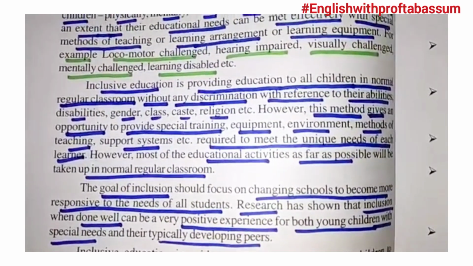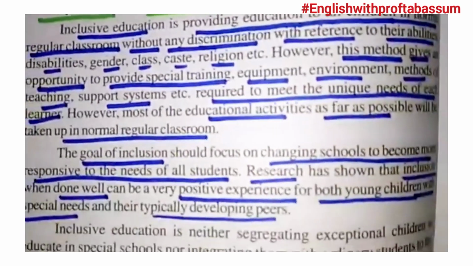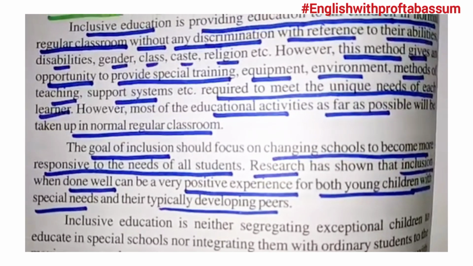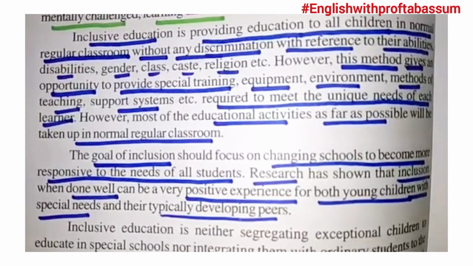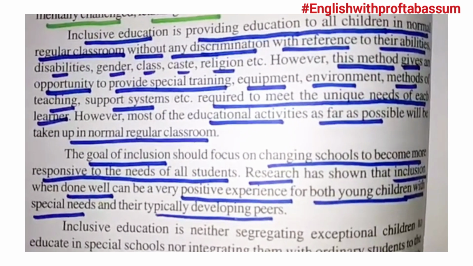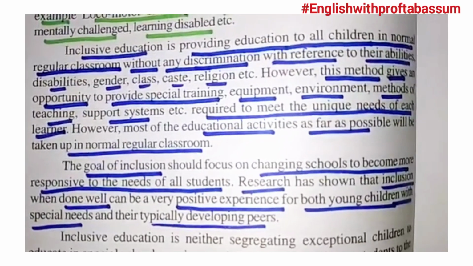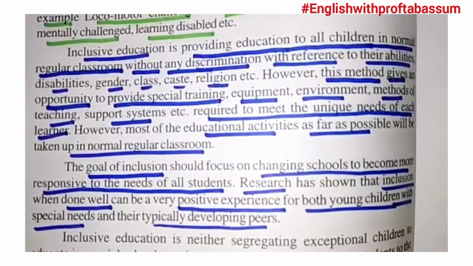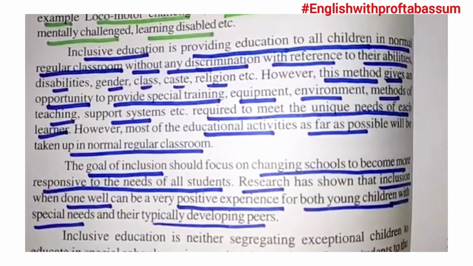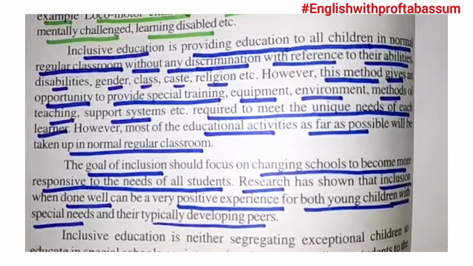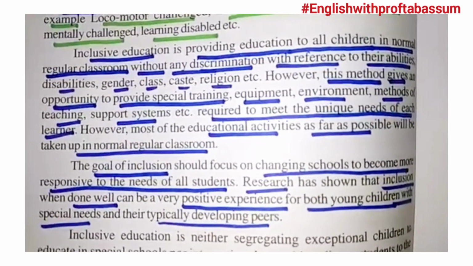Now, what is the main goal of inclusive education? The main goal of inclusive education is to change the school's responsiveness towards the needs of the students. It wants to make the schools more responsive towards the needs of the students. Even the research says that if inclusive education is done well, then it will leave a very positive experience for the young children with special needs and the developing peers also.